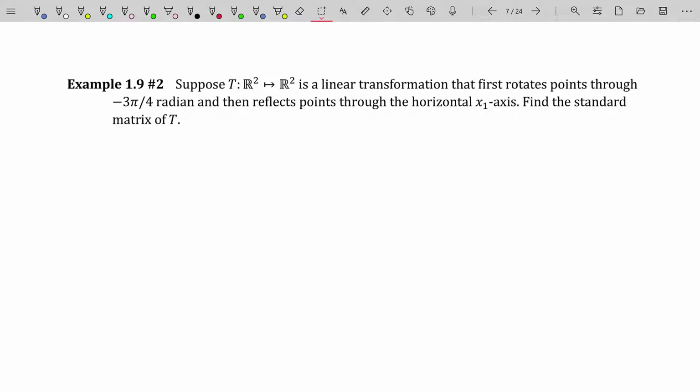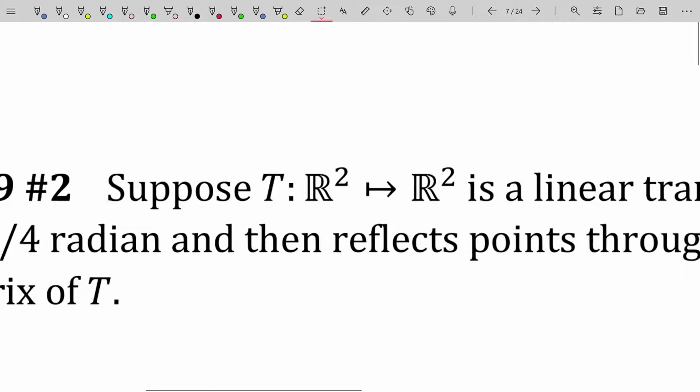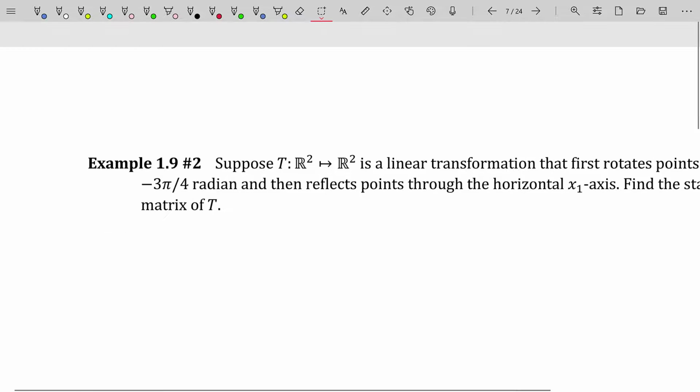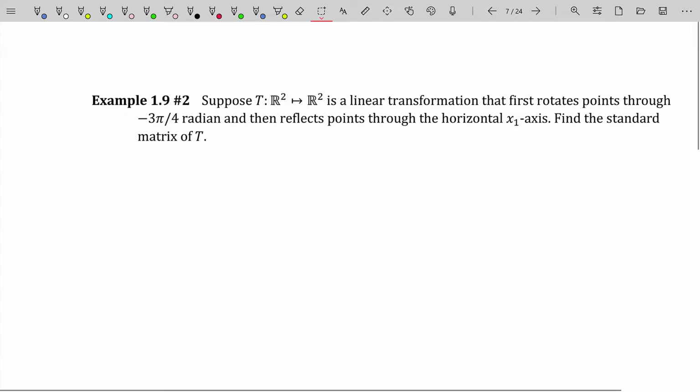So let's go ahead and show this with another example here. Suppose that T is a transformation from R squared to R squared, and it's a linear transformation. And suppose that it first rotates points through -3 pi over 4 radians, or radian if you prefer, and then reflects that point through the horizontal x1 axis. Find the standard matrix. Remember, that's the matrix of the transformation.